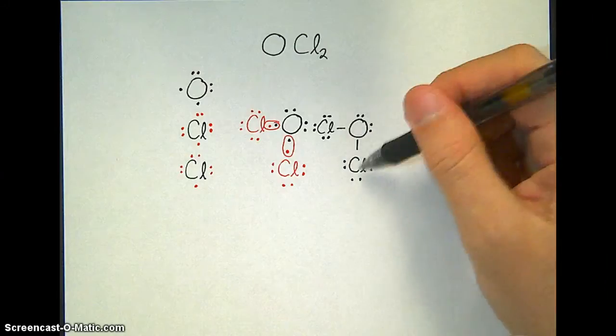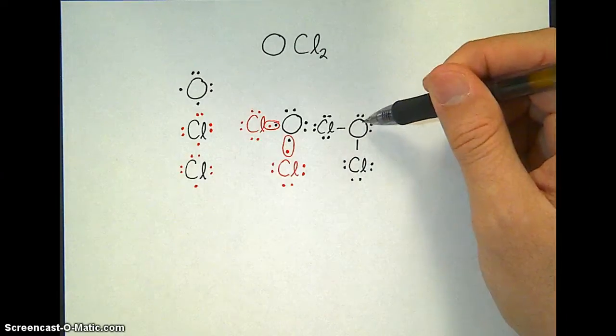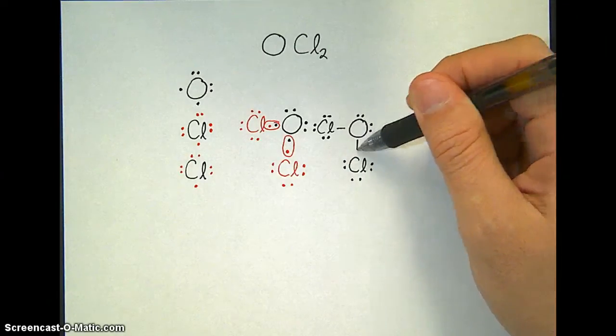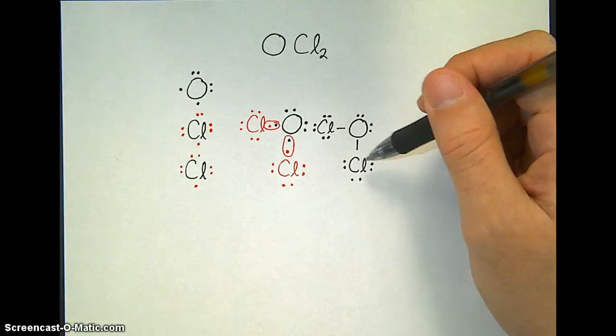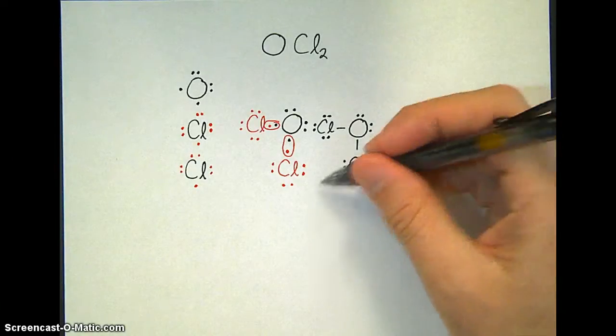Notice there's kind of a bent shape to this. It's not straight because these electrons on the oxygen are shoving these bonds a little bit away. That shows up in our model that we'll look at in just a minute.